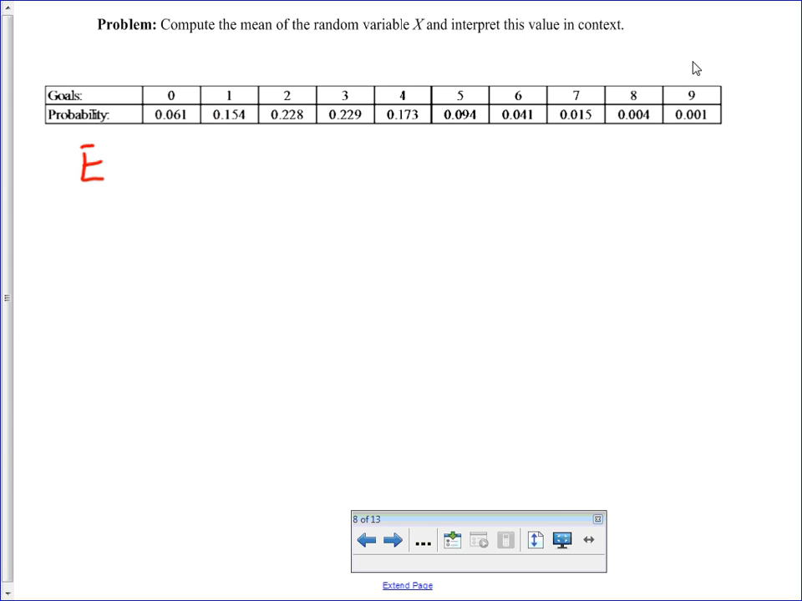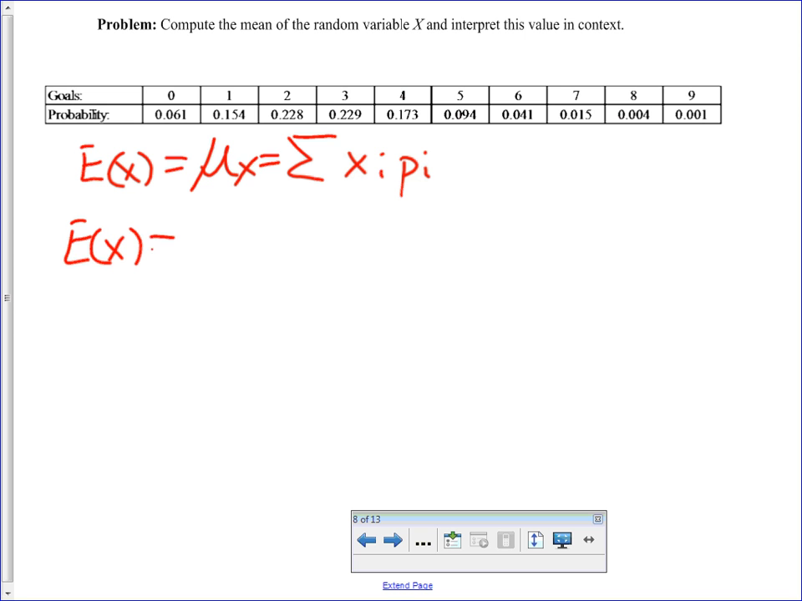So once again, mean is defined as, and you'll see this is the formula on the formula sheet, E sub x equals mu sub x equals sigma x sub i p sub i. So E sub x equals, the first value is 0, and the probability of occurring is 0.061. The second value is 1, and the probability of it occurring is 0.154.